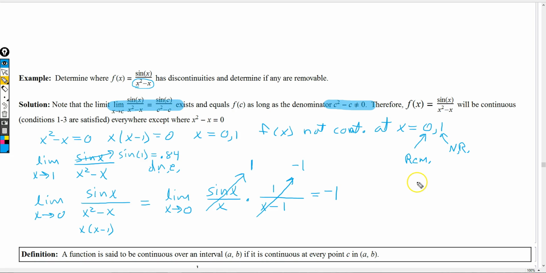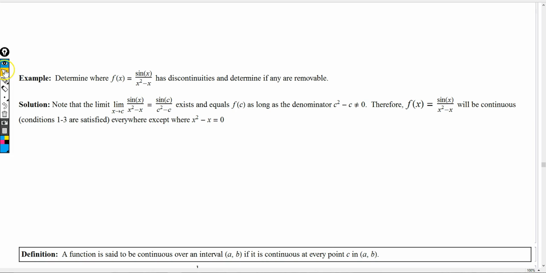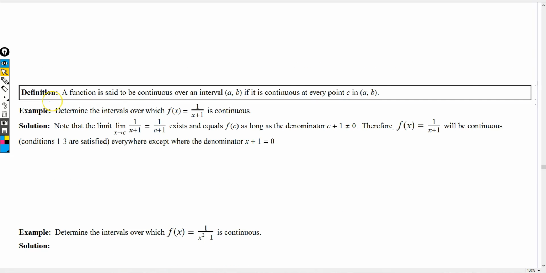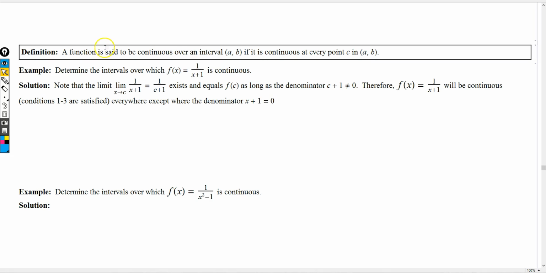Okay. All right. Let's take a look at another definition down here. So here we have the definition for continuity over an open interval. And we simply say this: a function is said to be continuous over an open interval (a, b) if it is continuous at every point c in the open interval (a, b). All right, so let's take a look at two examples here.